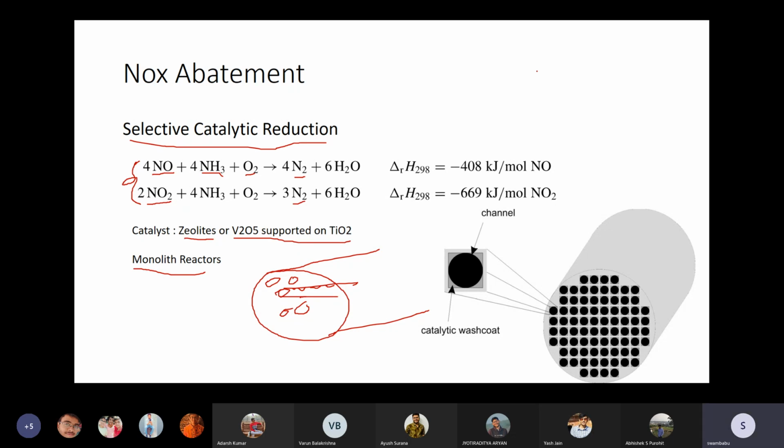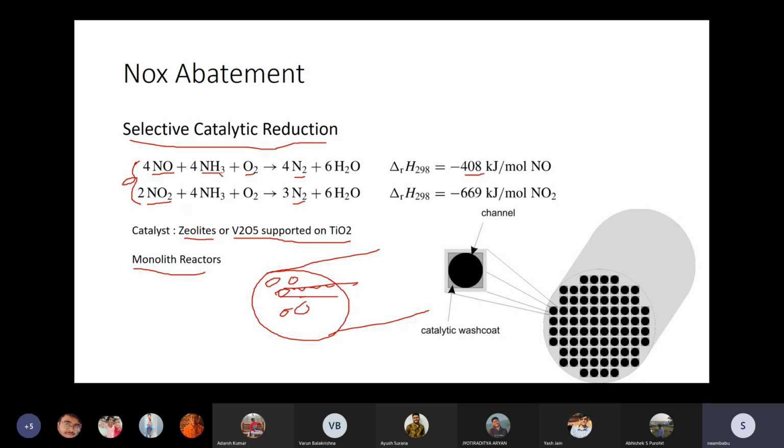reactor. So what happens is that through these channels, the gases can easily flow, and since the surface is coated with the catalyst particles, the reaction can happen. And anyway, this is a quick reaction, so it doesn't need longer residence times, only very short ones. The gas just needs to be present on the catalyst surface for a few seconds, then the reaction happens.